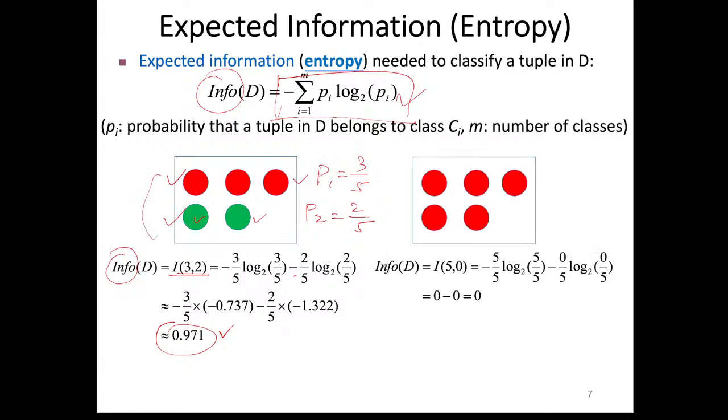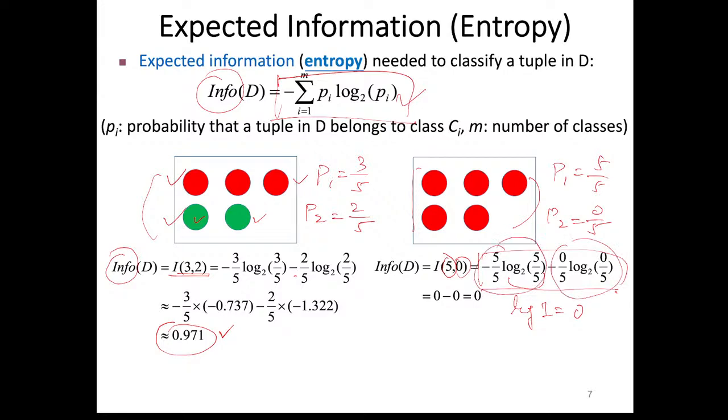On the other hand, if everything is red, this is very pure, right? So we hope that the entropy in this situation should be very low. Let's calculate it. So we have 5 reds and 0 greens. P1 is 5 over 5. P2 is 0 over 5. This is how we compute the entropy. So this is log 1. Log 1 is what? 0, right? So this part becomes 0.